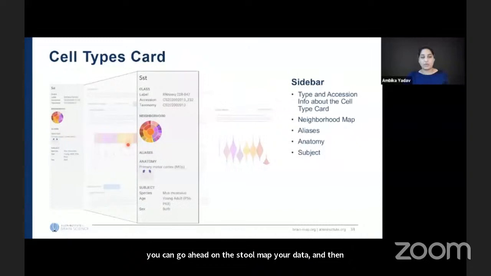Now, once you do navigate to the cell type card, this is what it looks like. We have a sidebar over here where you can see the type and accession info about the cell type card, and the neighborhood map, which is essentially showing you the siblings and parents for the current node that you are on. You can click on the neighborhood map here itself and navigate to another cell type card that is of interest to you. The aliases, anatomy, and subject are listed here as well.